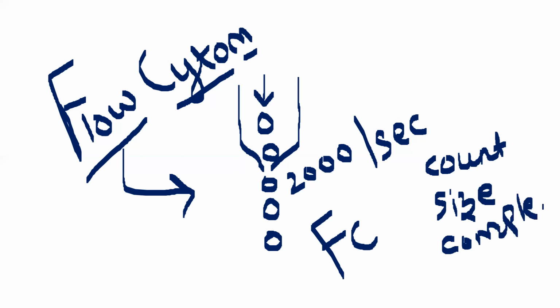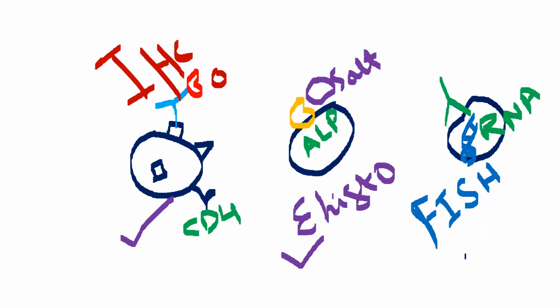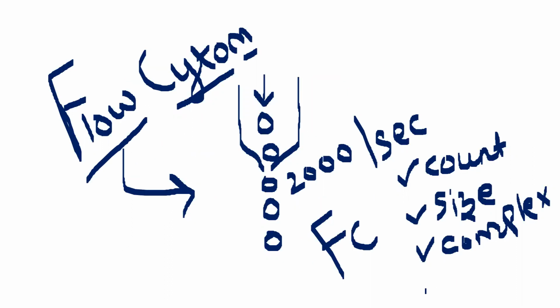So these three look very simple. We can count the cells, we can identify the size of the cells, we can identify the complexity of the cells. Now we can even detect cellular proteins, as we checked previously. So I said that here we can detect the cellular antigens. So even cellular antigens can be detected with the flow cytometer.